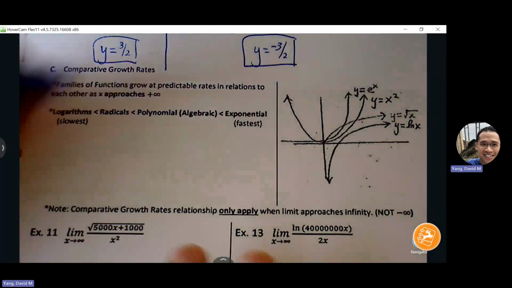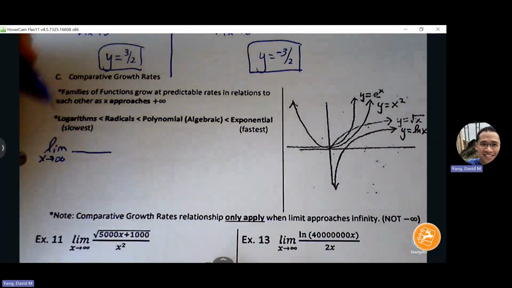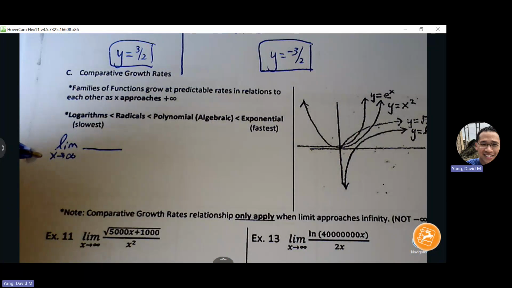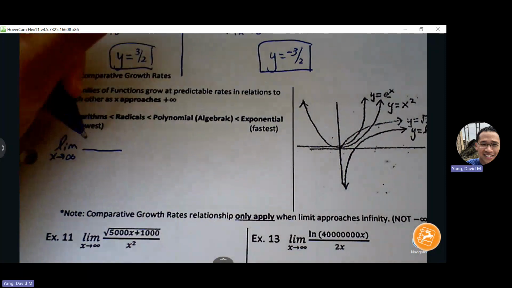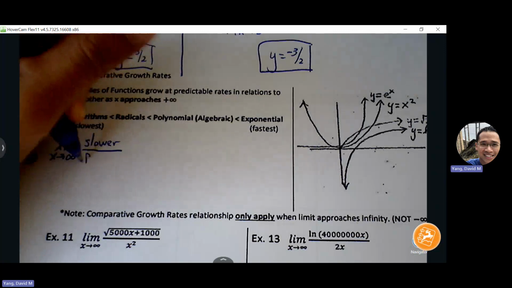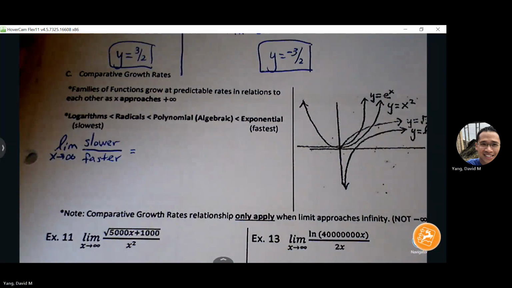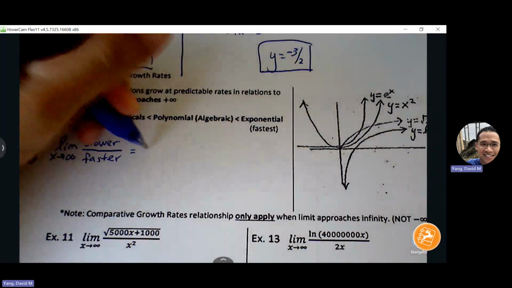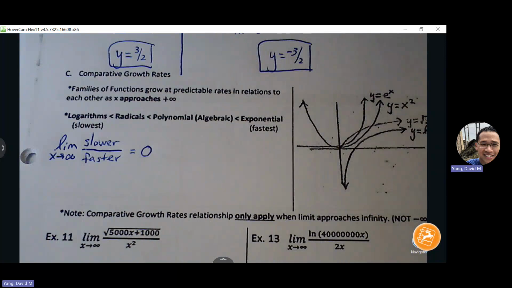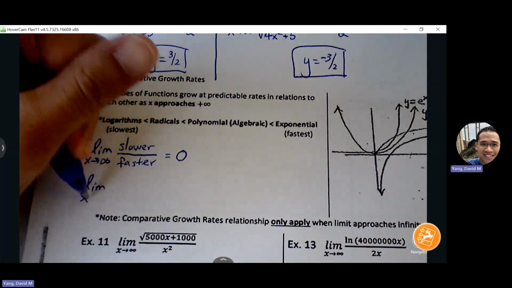So here is something that we can do. Let's say I have the limit as x approaches infinity, and let's say I have a numerator and denominator that only has one type of function above each other. So here's the general rule here. If I have the slower function above and the faster function below, guess what my limit is always going to be? Zero. Yep. So if my denominator is growing at a faster rate, then my fraction is getting smaller and smaller towards zero.